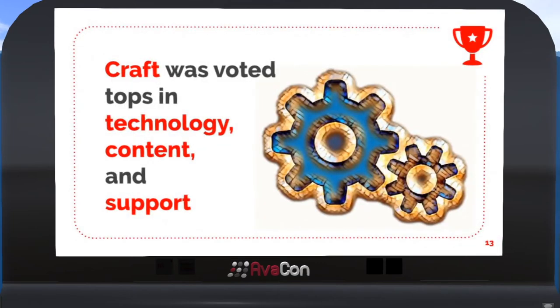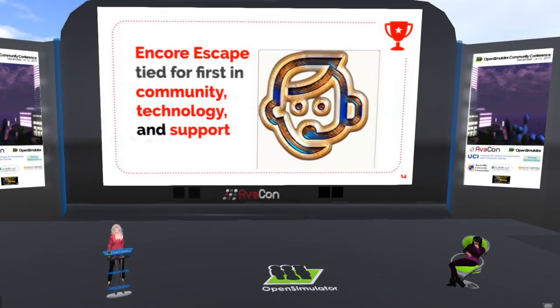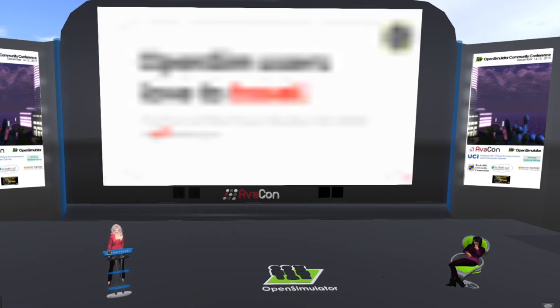Kraft was voted tops in technology, content, and support in this survey. And Encore Escape also did really well and tied for first for community, technology and support. And Utopia Sky was one of the other grids that got a perfect score for support this year. So people really like what they're getting from the grid owners and administrators.